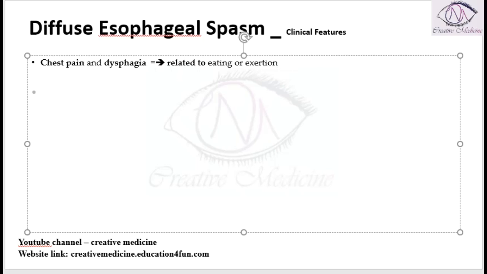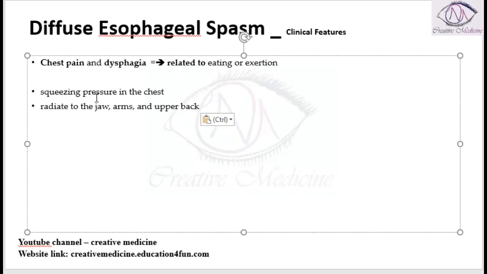The patient will also complain of sudden pressure in the chest, and this sudden chest pressure or chest pain is radiating to the arms, jaw and upper back. The symptoms are also aggravated by emotional stress. So it is mimicking myocardial infarction, right?